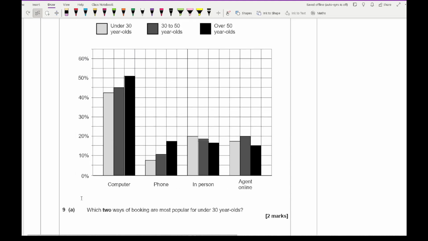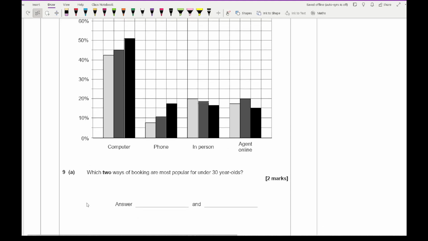Now the first question says which 2 ways of bookings are most popular for under 30-year-olds. So under 30-year-olds is the light grey, so we're looking for which category has got the highest bars, and we can then write in any particular order: computer or in person.